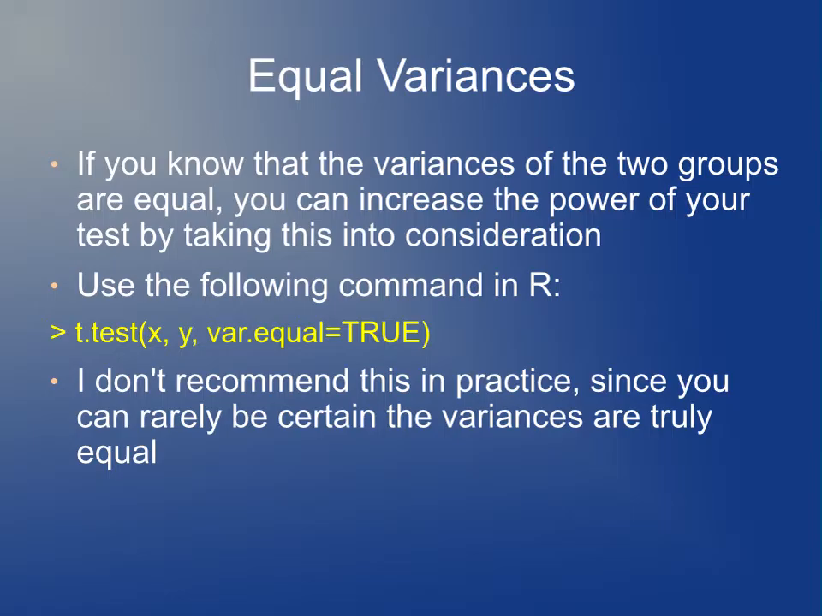I'll note in passing that you can do an equal variance two-sample t-test in R. You can say t.test(x, y, var.equal=TRUE). And it can possibly increase your power a little bit if you know for certain that the variances of the two groups are equal. In practice, you can almost never be certain of that, and even if they are equal, it doesn't give you that much power in the first place. So my recommendation would be to just not bother with it, but I'll mention that in passing in case you ever need to do it. It's not something I'm ever going to ask you to do in this class.